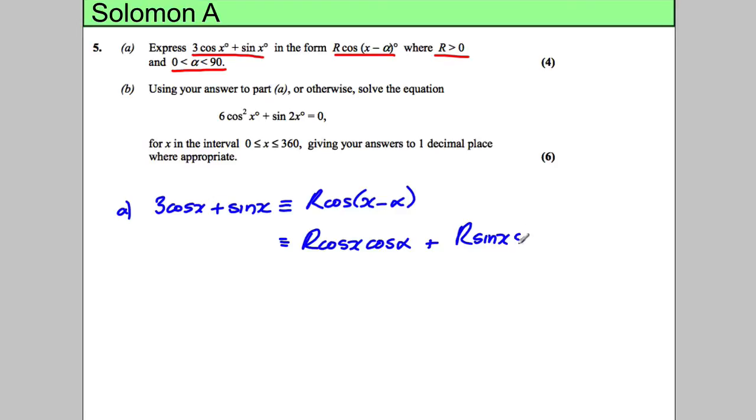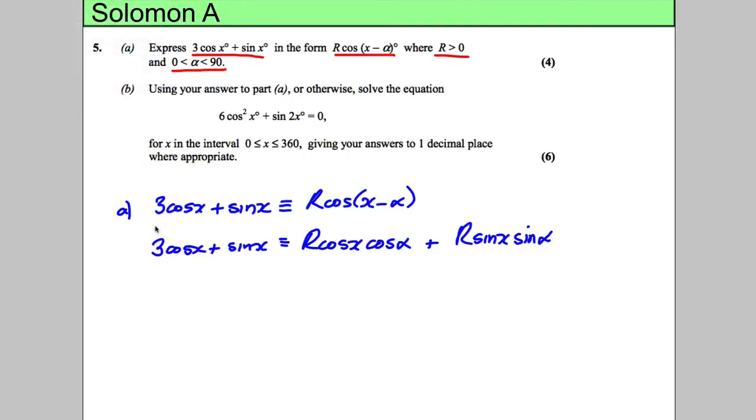sine x sine alpha. Just be careful there to look in your formula booklet. When it's cosine of a subtract b, you get a plus here when you expand the addition formula. So what can we deduce from this here?